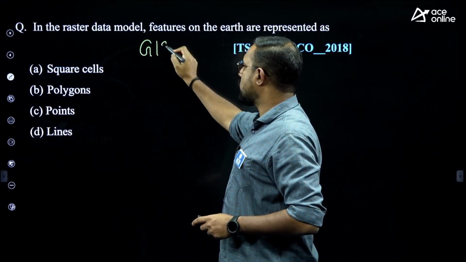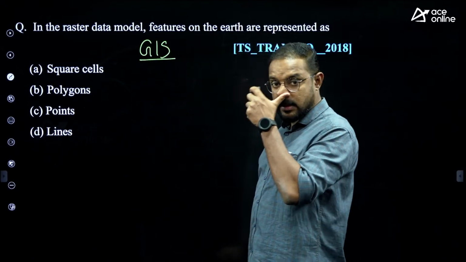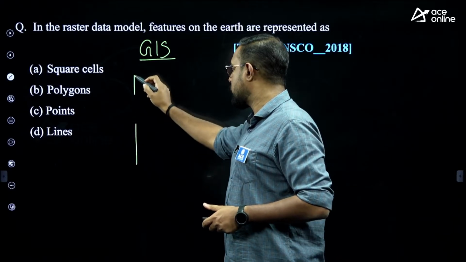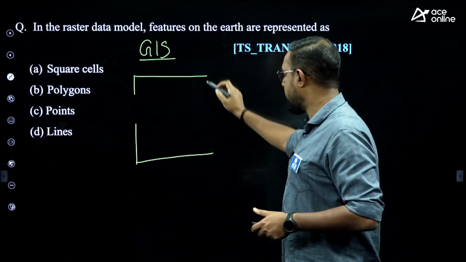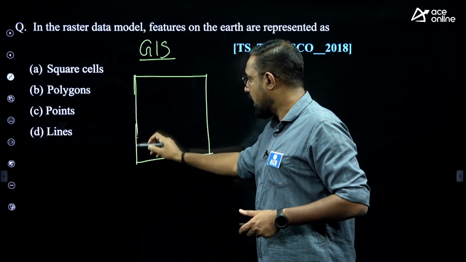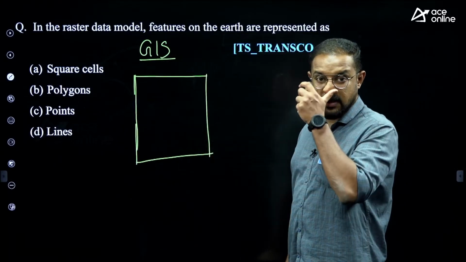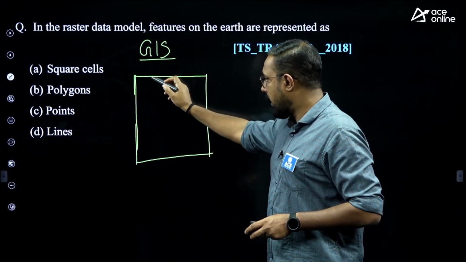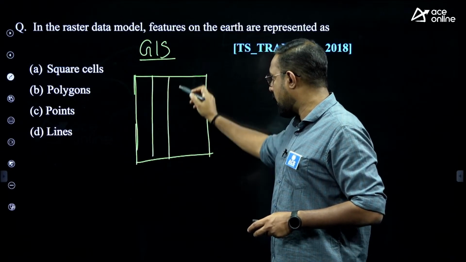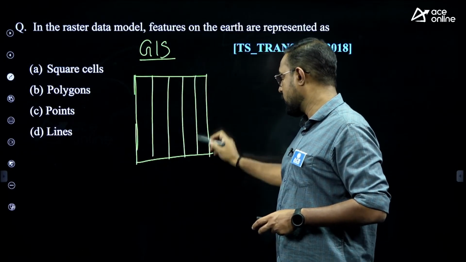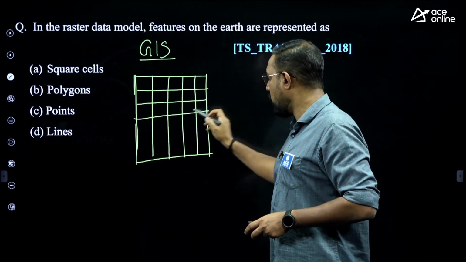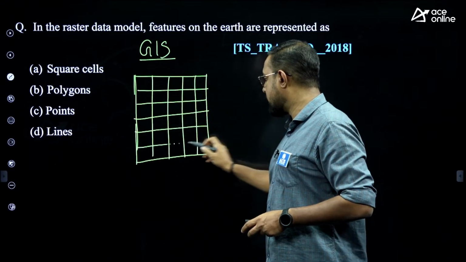So GIS has two data formats. They are raster as well as vector. So in the raster data format, what happens? Here the data is represented as cell-like structures. So if this is the area to be represented, they will divide that area into a number of square grids like this.